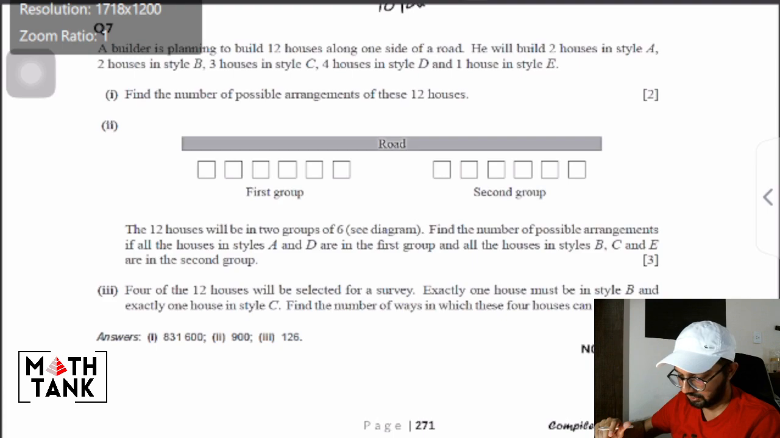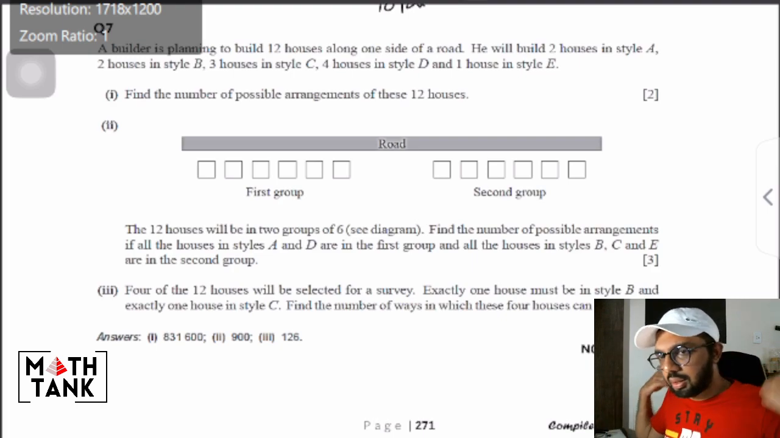These 12 houses. Okay. Now a builder is planning to build 12 houses along one side. Since it doesn't say it's different houses, it's assumed that they are identical houses. Okay. But there is something in part 3 that we need to be careful about, and we're going to talk about it when it comes up.